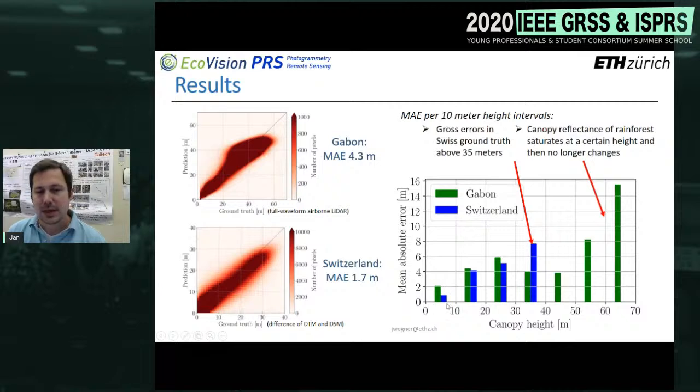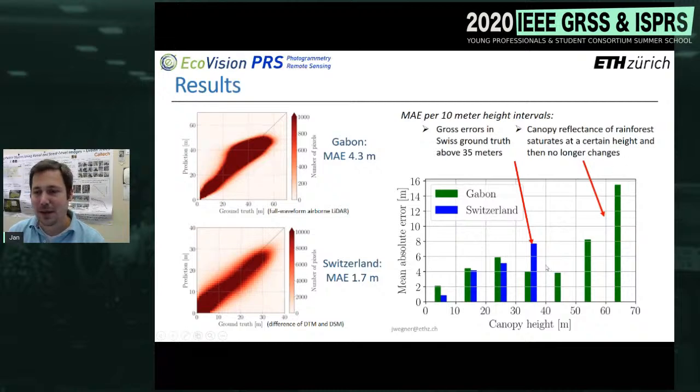And if we plot the error here, the Gabon is in green and Switzerland is in blue. So Switzerland only goes up to this interval. We plot this error per interval. We see that the error for Switzerland is increasing with canopy height. And usually this is also the case, especially for the very high trees. We see that after 40, 50 meters, our method saturates. So if we look at trees above 60 meters, and there we also have almost no training data because they are very rare, we get very high errors.